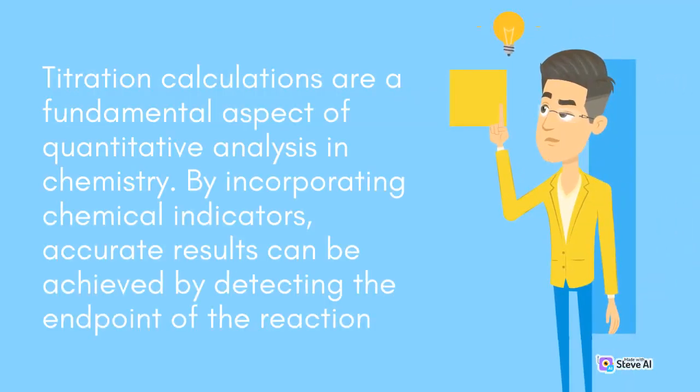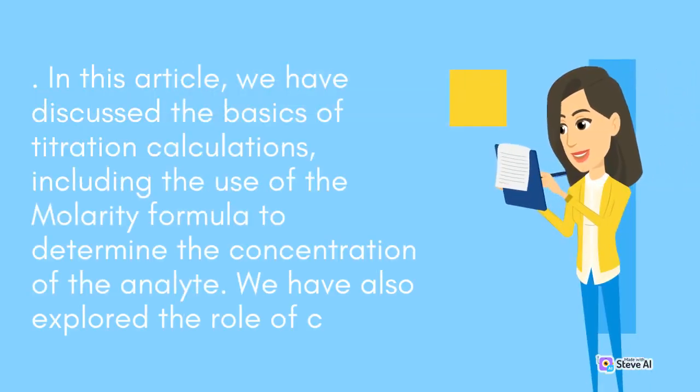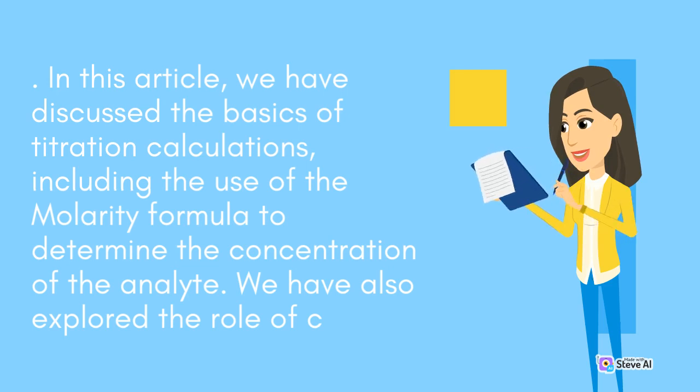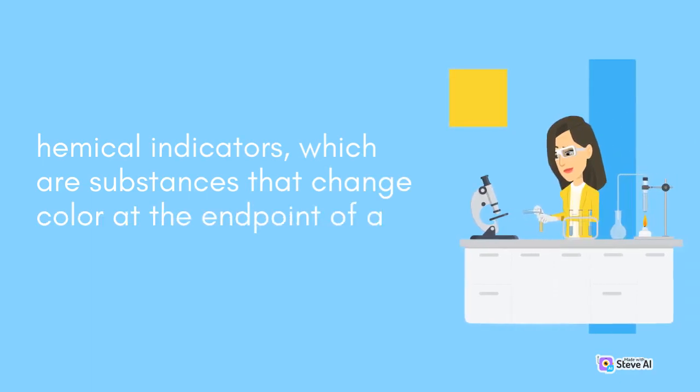Titration calculations are a fundamental aspect of quantitative analysis in chemistry. By incorporating chemical indicators, accurate results can be achieved by detecting the endpoint of the reaction. In this article, we have discussed the basics of titration calculations, including the use of the molarity formula to determine the concentration of the analyte. We have also explored the role of chemical indicators, which are substances that change color at the endpoint of a titration.